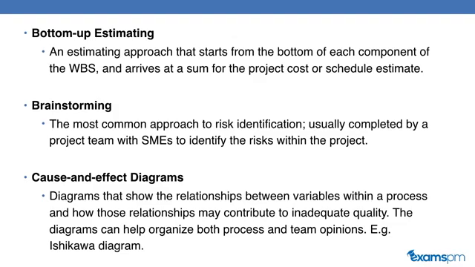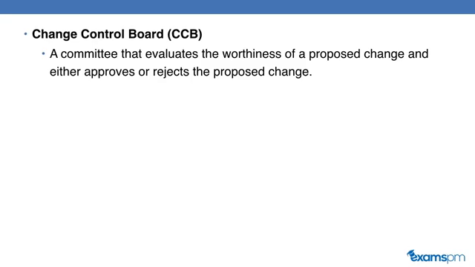And then when you go several layers deep, you can find the root cause of the problem, correct it from the root cause so that the problem doesn't appear again. This diagram can help organize both processes and your team's opinions. The Change Control Board, or the CCB, is a committee that evaluates the worthiness of the proposed change and either approves or rejects the proposed change.